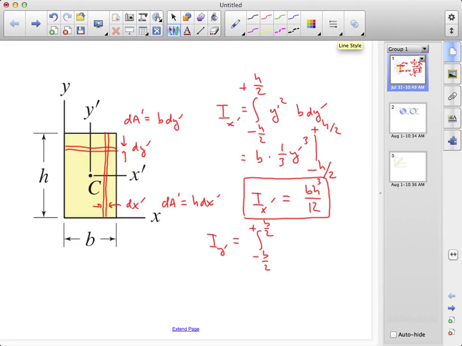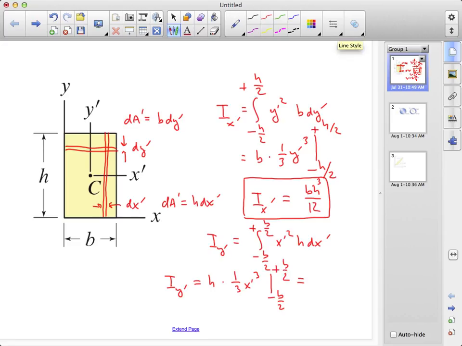The x tilde is just the position x prime, and the differential element is just the height times dx prime. So once again, we can pull the height h out of the integral, and we're left with the integral of x prime squared dx prime, which is 1/3 x prime cubed, evaluated between the limits of minus b over 2 and plus b over 2.